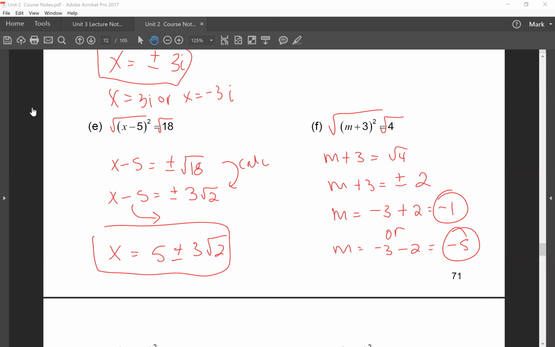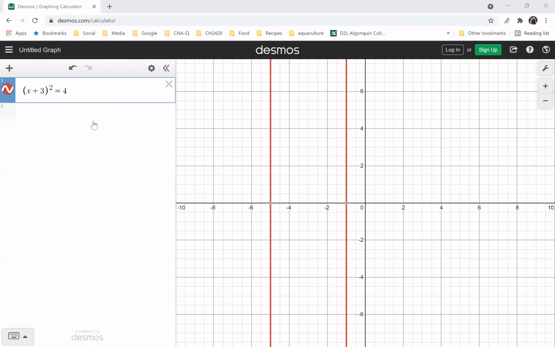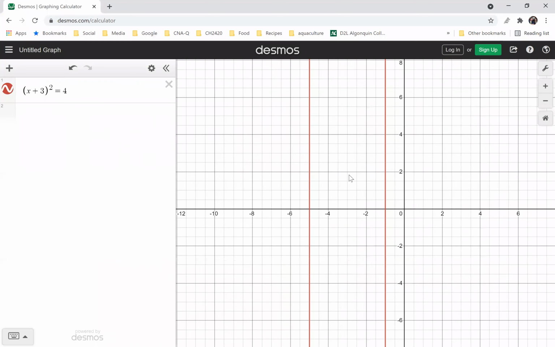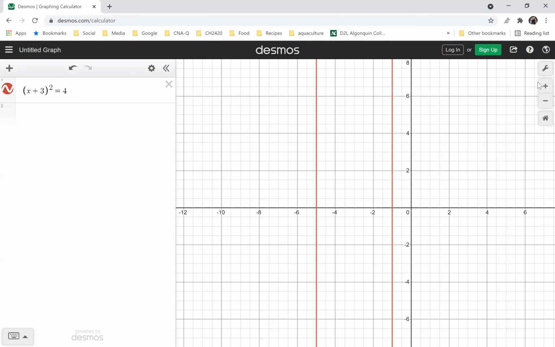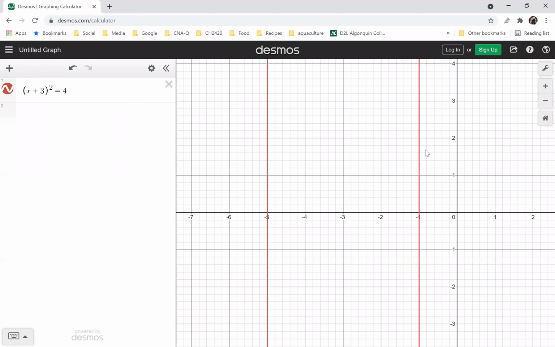And I'll show you my screen in a second. So if I graph this, you guys can see my new screen here. I graphed it. I use X. I don't use M because of the way the graph works. I think it wants me to call it X, but you can see my answers. So here's my formula. X plus 3 all squared equals 4. And here are my answers. X is -5. X is -1.